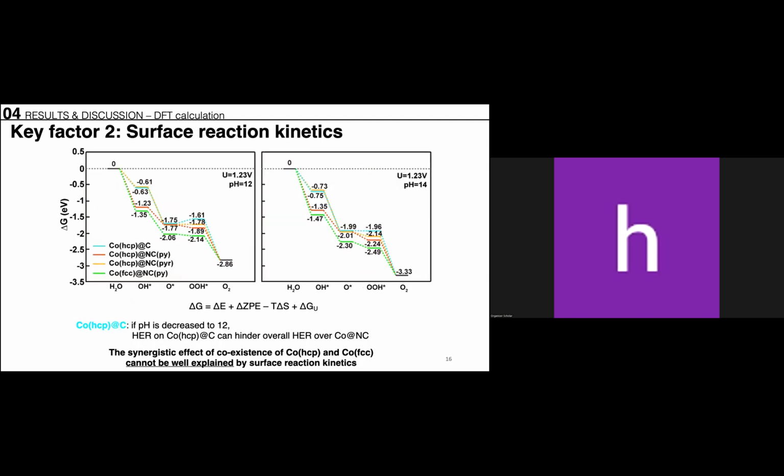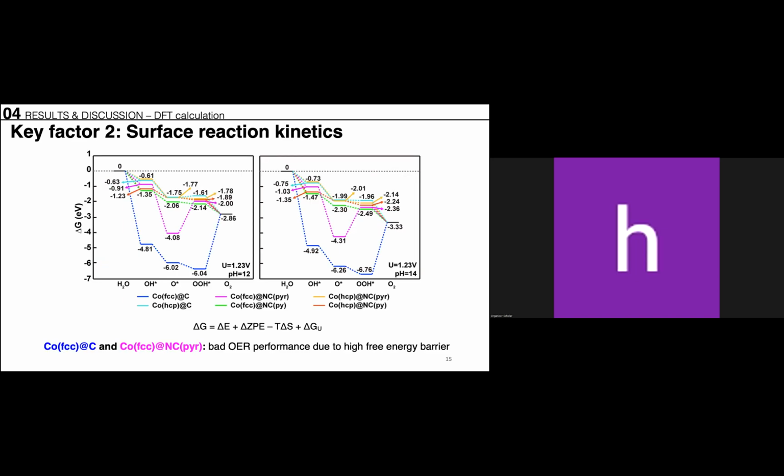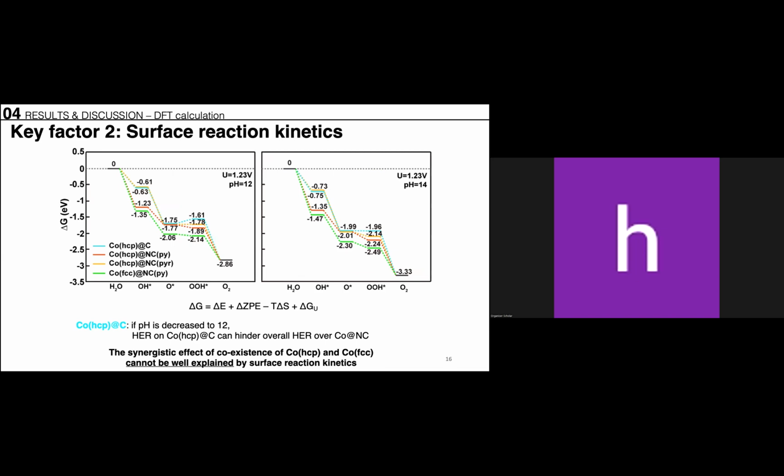So I would say the FCC phase of cobalt cannot contribute to our outstanding performance. Now, excluding this blue line and pink line, we can see the rest of them more deeply. We calculated at two different pH values. When the pH value decreases from 14 to 12, the sky blue color shows an energy barrier now. So we can say that when the pH value decreases, catalytic activity can be lower. But this also cannot explain well the synergistic effect of the coexistence of two phases of cobalt in our catalyst system.